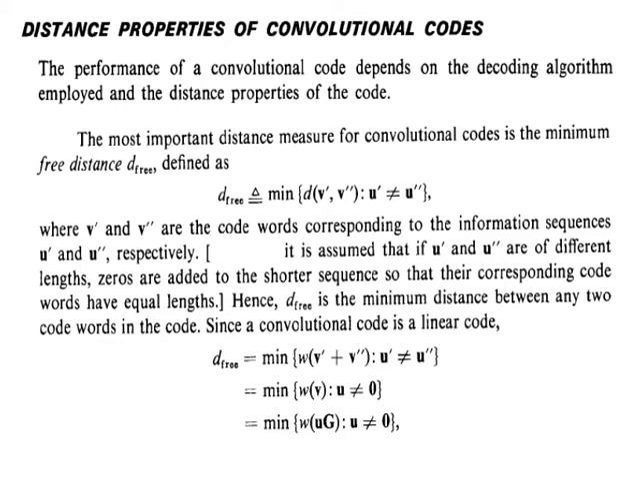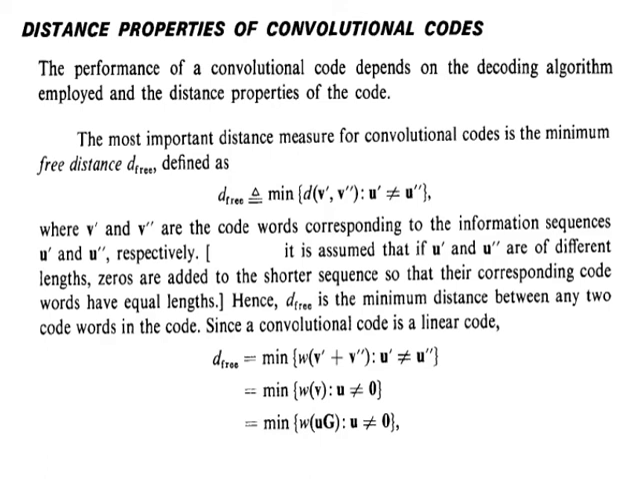If you have two code words corresponding to the information sequences u dash and u double dash, that means we have two code words, v dash and v double dash, corresponding to two message sequences u dash and u double dash. It is assumed that if u dash and u double dash are of different length, then we append zeros to make them the same length. Hence, d free is the minimum distance between any two code words in the code.